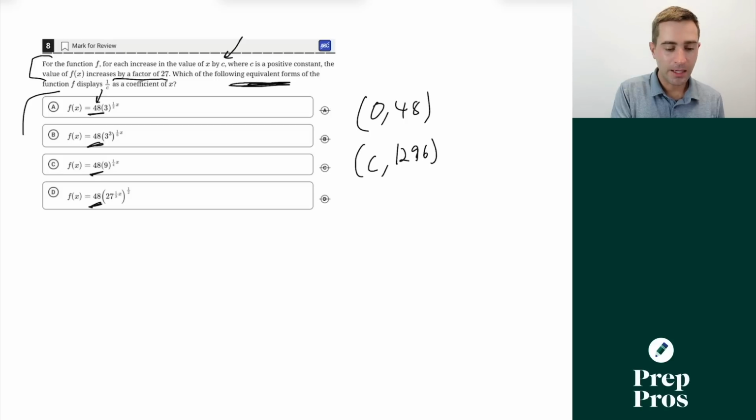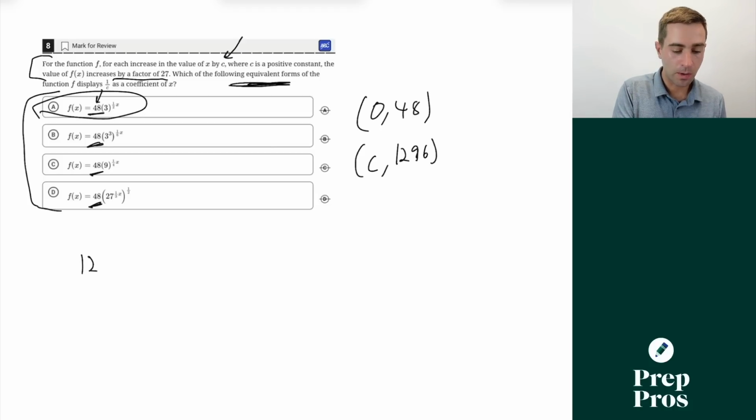We can use any of these answer choices because they're all equivalent forms of the function. So I'm just going to use A because it looks easiest for me to use. So what I'm going to do is plug in 12,096 for f of x or y, and we're going to use that to solve for c. So this is going to be equal to 48 times 3 to the 1/2 c.